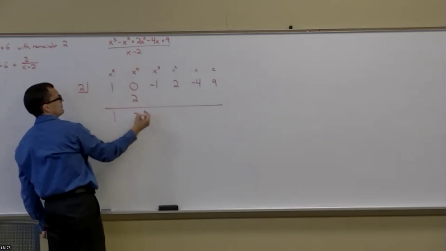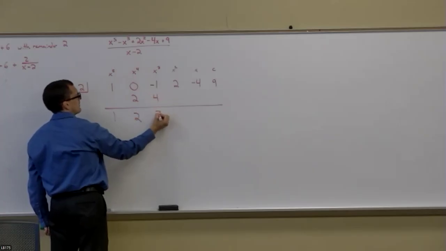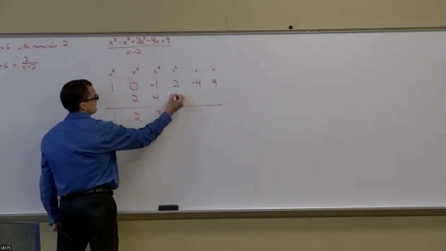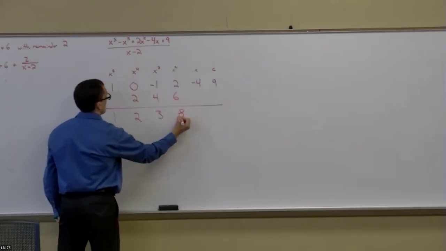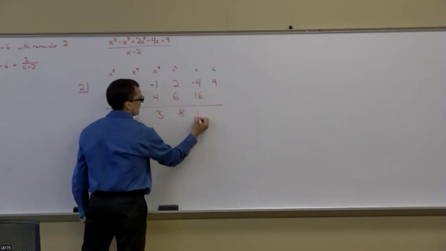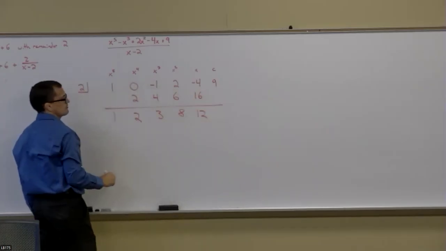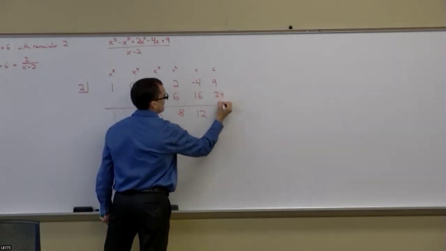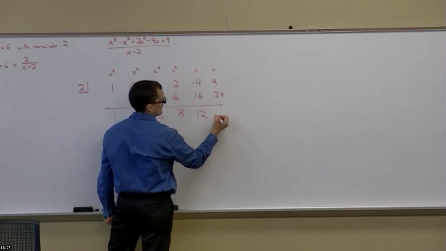2 times 2 is 4. Add those up, you get 3. 2 times 3 is 6. Add those up, you get 8. 2 times 8 is 16. Add those up, you get 12. 2 times 12 is 24. Add those up, and you end up with 33.